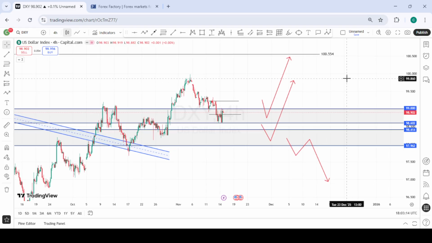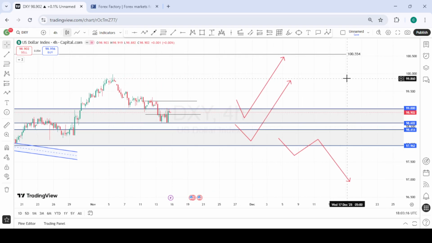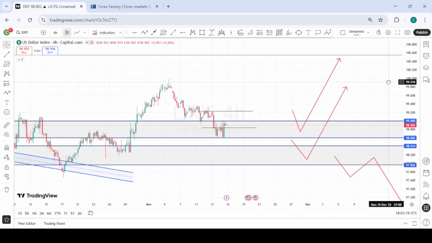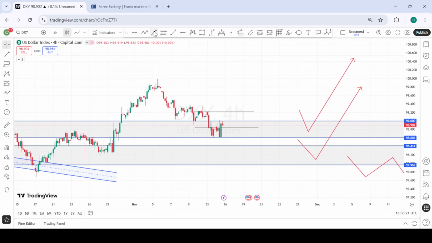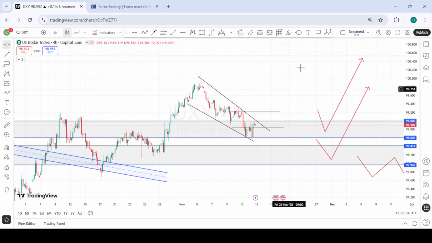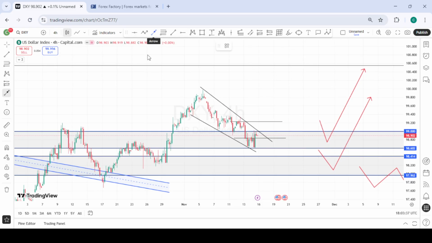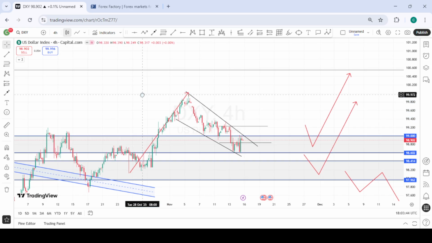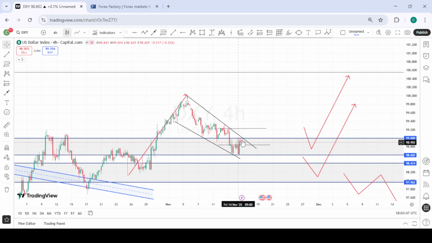Another thing we can deduce from here, for those who trade flags or trendline breakouts, is that you can see this as a channel, and this whole move would be our impulse. The impulse could start from here or probably here. You can take it from here, and this would be our impulse. So what we are looking out for is a breakout of this flag, then a retest, and then we take our buy to the upside.